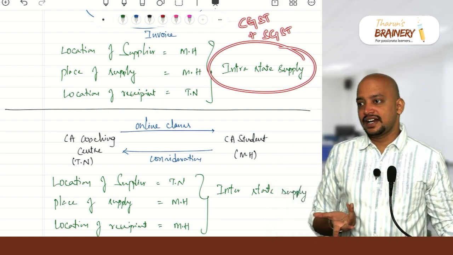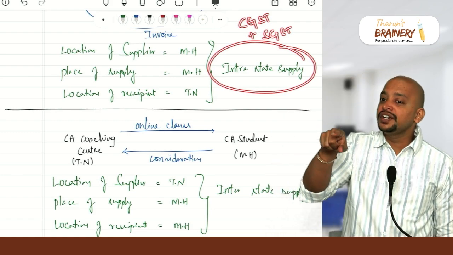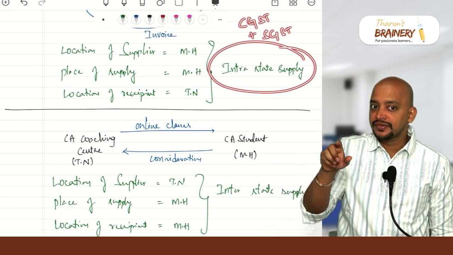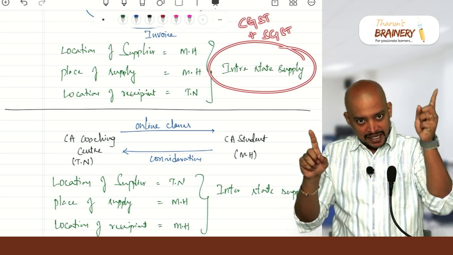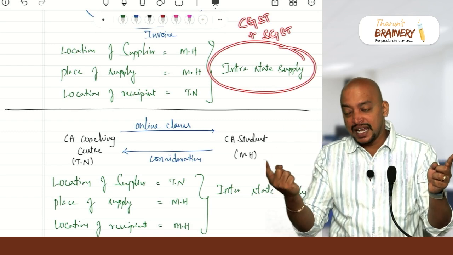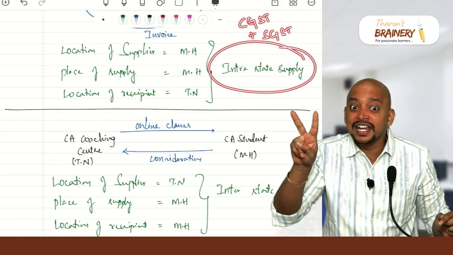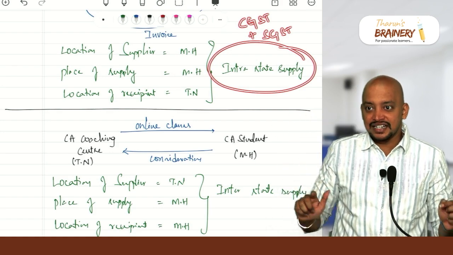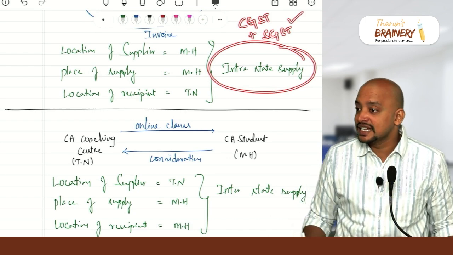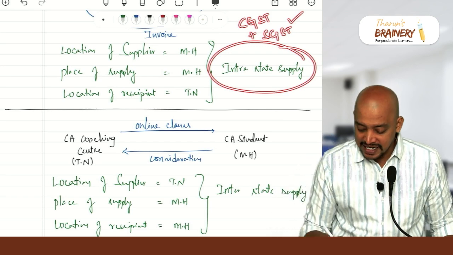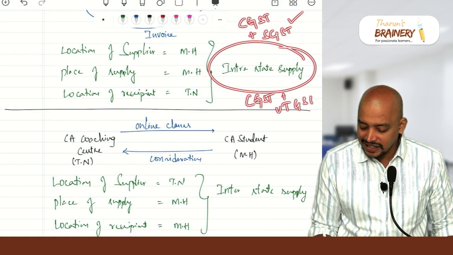Who will levy CGST? The name itself says central government. Who will levy SGST? State government. Sir, what is the meaning of intrastate supply? Can you tell me once again without seeing the book? 2 factors. If the location of supplier and place of supply are in the same state or same union territory, then it will be intrastate. If it is in the same state, then it will be CGST, SGST. If it is in the same union territory, then it will be CGST plus UTGST. Understood or not?